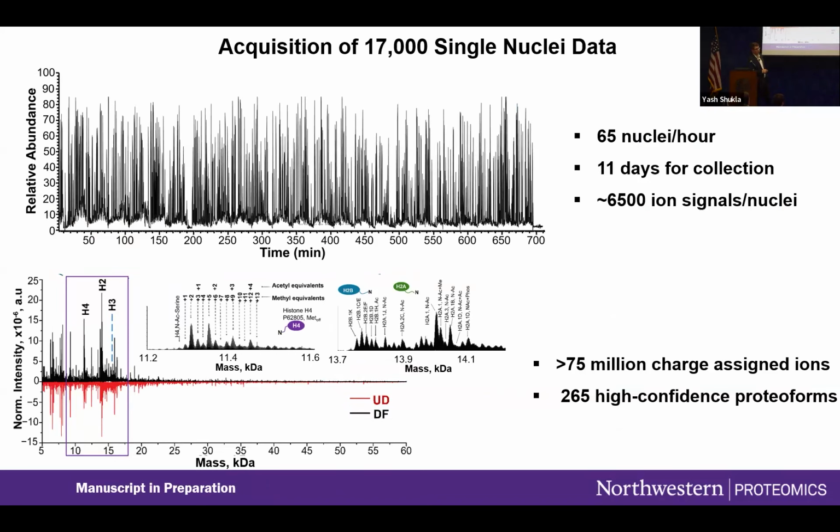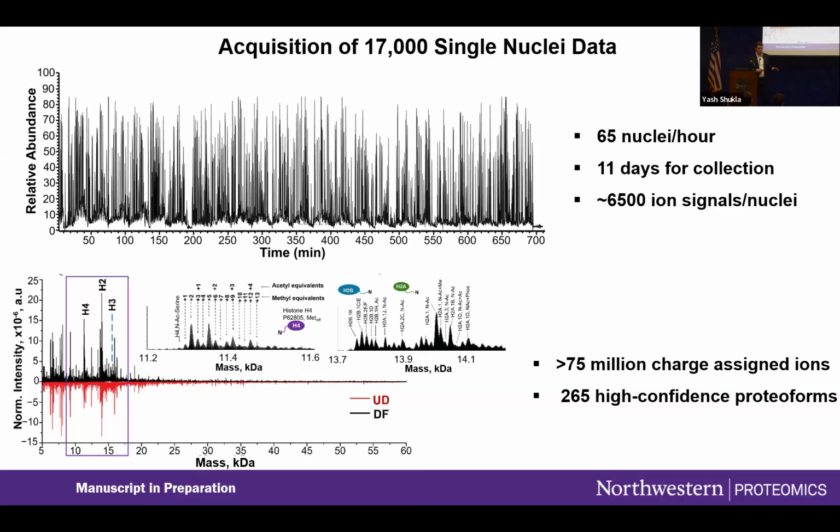Here's just a subsection of what these extraction profiles look like. Each one of these ticks is the sampling of a single nucleus. So we have a throughput of about 65 nuclei per hour, and it takes us about 11 days to collect these 17,000 data points. We find that for each one of these extraction events, we get about 6,500 individual ion signals that we're able to use, and each corresponds to an isotope of an intact proteoform.